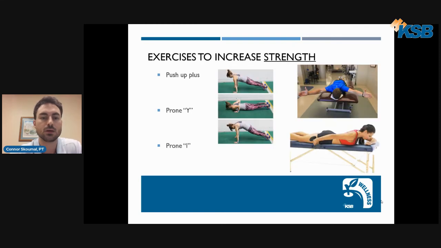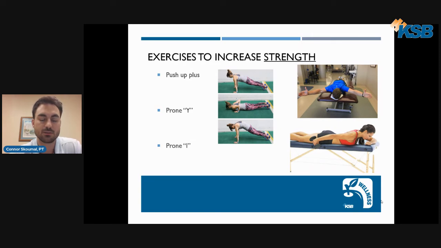A couple more exercises to increase strength. We have your push-up plus. That's the picture right in the middle with the woman doing the push-up. It's just like a standard push-up, but once you get to the top, you actually are going to roll your shoulder back and create kind of a bad posture, really. But what you're doing is you're protracting your scapula. You're activating your serratus anterior, which is an important muscle for that scapulothoracic joint. We need that healthy, and we need that to move well. So this is a good strengthening exercise for that.